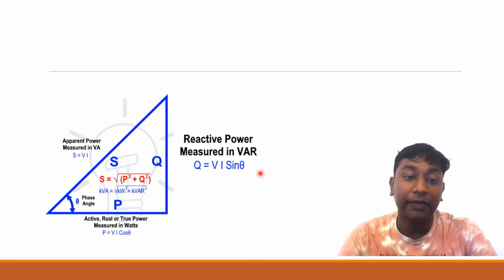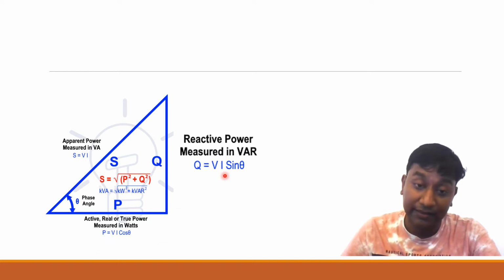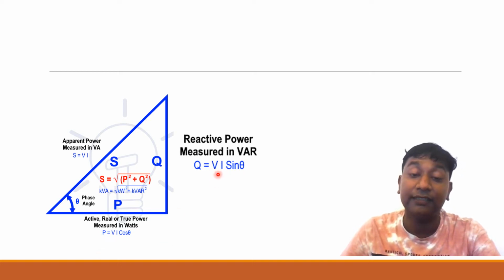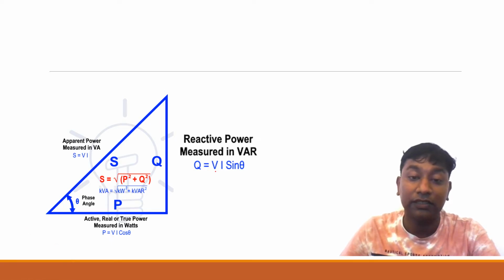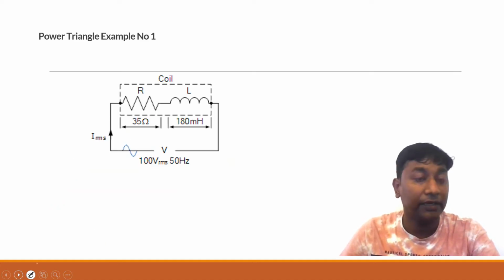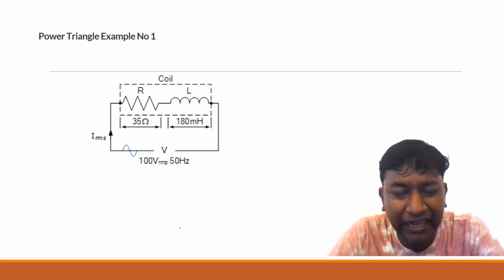Another important thing you see here: V and I, all these things are for an AC case. V and I represent the RMS value of voltage and RMS value of current, root mean square. Clear? Now we will see one of the numericals which is based on the power triangle.